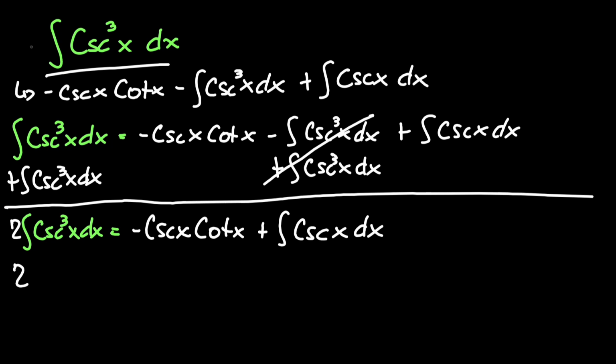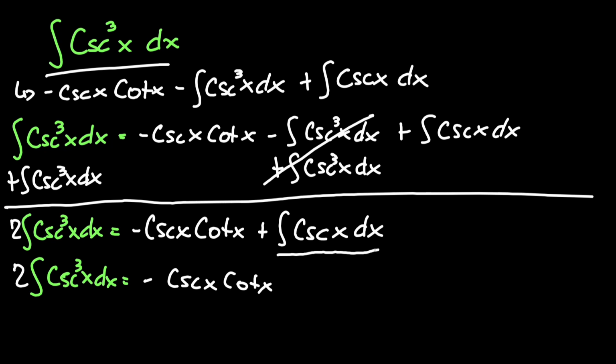And so what we're going to do here now is to simplify this integral. And so the integral of cosecant of x dx, as in the earlier problem, is equal to the natural log of the absolute value of cosecant x minus cotangent of x. And don't forget to add the plus c.